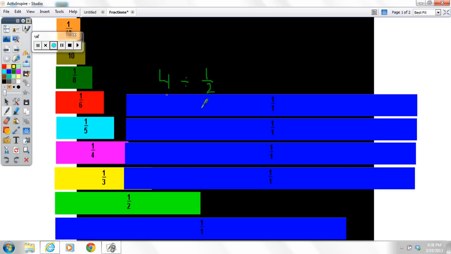Well, I could take this whole bar, and I would make one line right down the middle to split it in half, and I would have 2 pieces here. If I take this second whole bar, split it in half, again I'll have 2 pieces. I do the same thing to the third bar, the same thing to the fourth bar. So what I'm left with is 1, 2, 3, 4, 5, 6, 7, 8 pieces. Therefore, 4 divided by a half would equal 8.